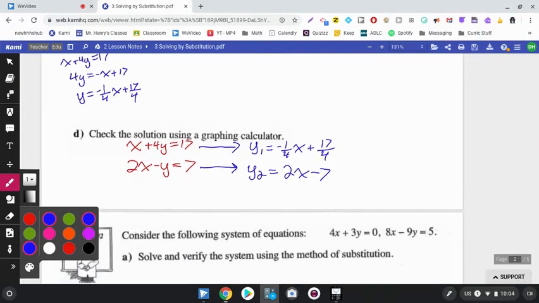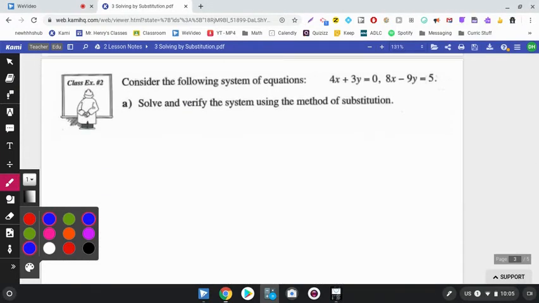Okay, let's do another one. Here's a system. 4x plus 3y equals 0. 8x minus 9y equals 5. Solve and verify the system using the method of substitution. So it's telling me I specifically have to do substitution. I have equation 1 and equation 2. My goal is to make it the easiest possible rearrange. So I need to solve for x equals or y equals.